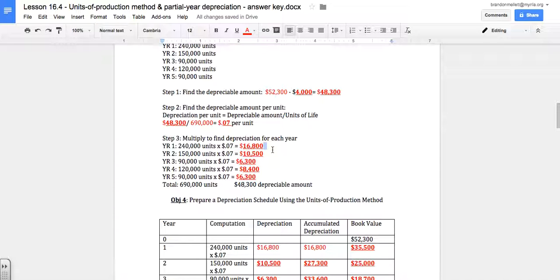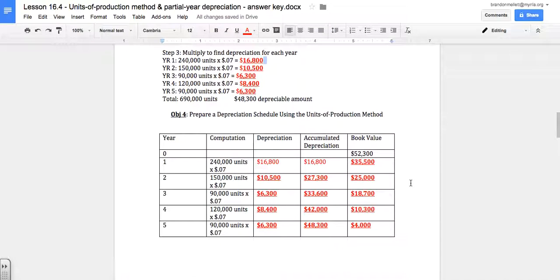Now, if we were to put this into a depreciation schedule, this is what it would look like. We would take the different amount of units, we would multiply them by our depreciation per unit, and then we could figure out the rest. So $16,800, same answer we got here. Accumulated depreciation, same thing there. For book value, we take the $52,300 minus $16,800.